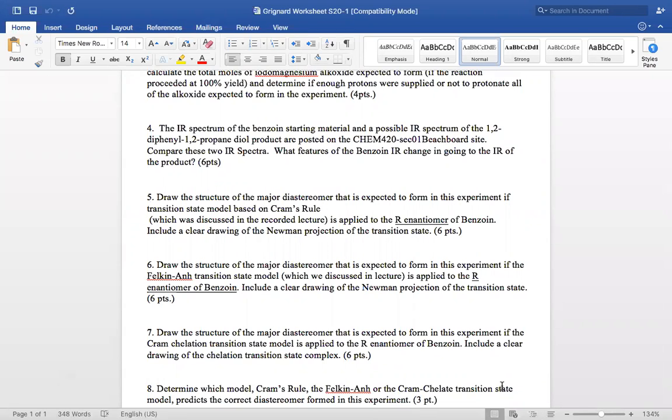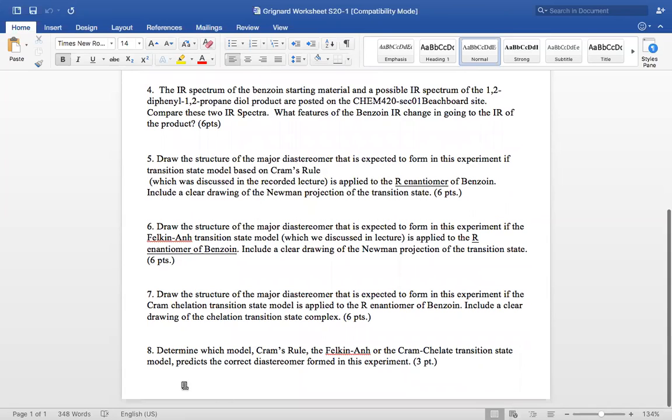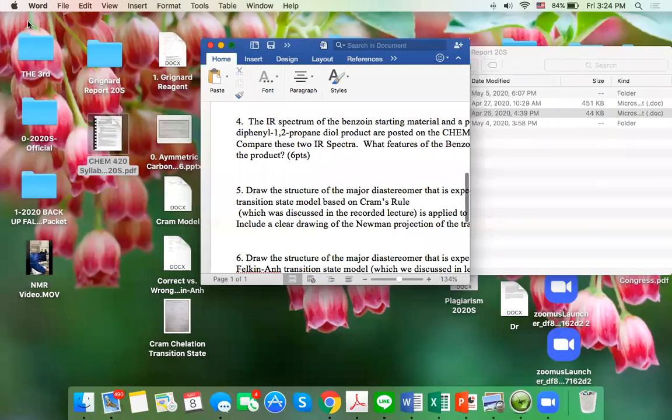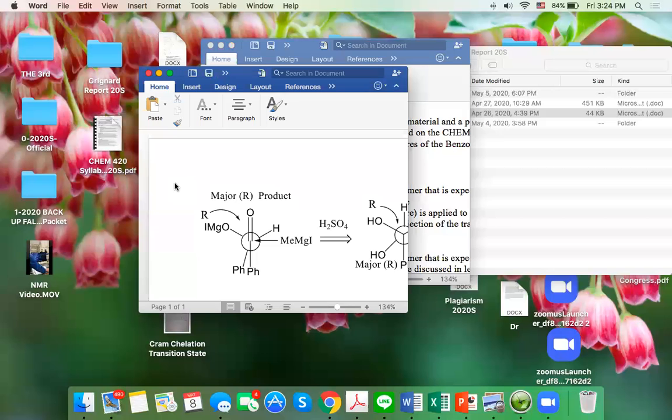It is actually testing whether you understand the Cram model versus the Felkin-Anh model versus the chelation model, okay? And I just want to point out at the end, question number 8, determine which model is more effective predicting the product. I can tell you the answer is all 3 lead to the same answer, and the product is 2, 8, right? You all remember this. And let me go back to the model, okay? All right, so the Cram model first.